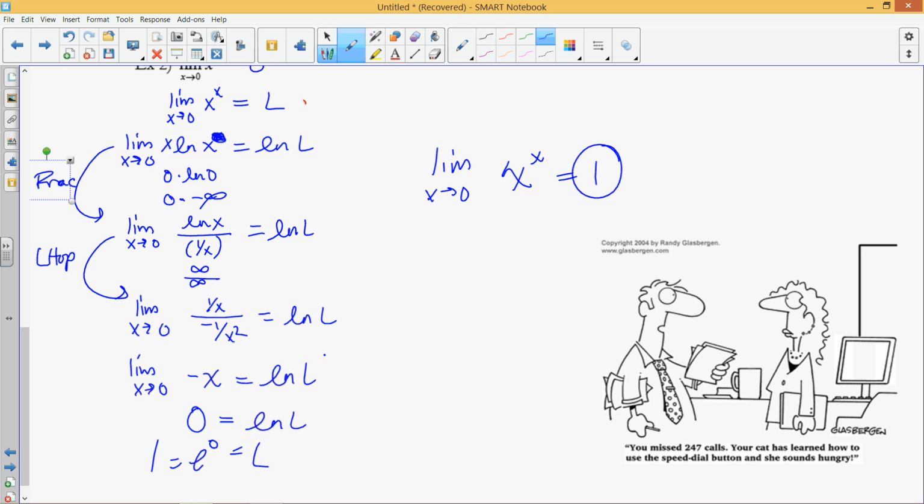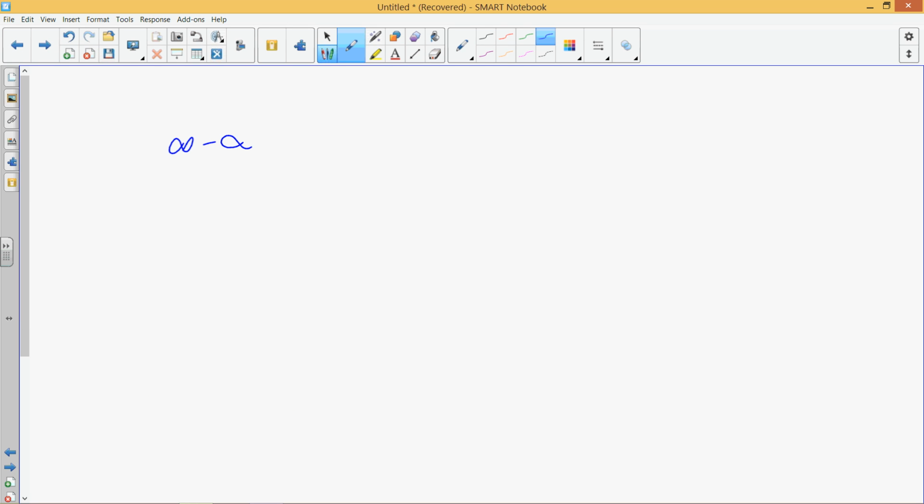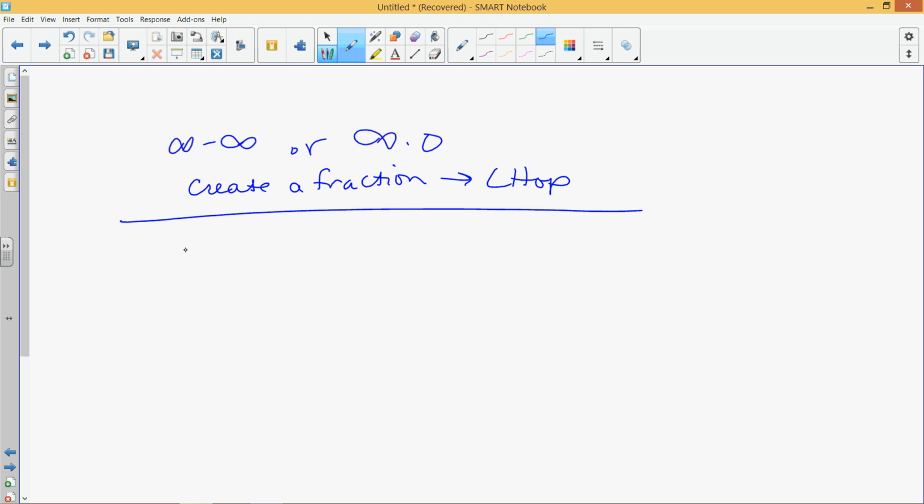All right, I know that was crazy. We'll go over it again in class. But long story short, if you have infinity minus infinity, or infinity times 0, what you want to do is create a fraction and then do L'Hopital. If you have an exponential indeterminate form, like 0 to the 0, or 1 to the infinity, you want to set it equal to L, take the ln of both sides, and then solve for L.